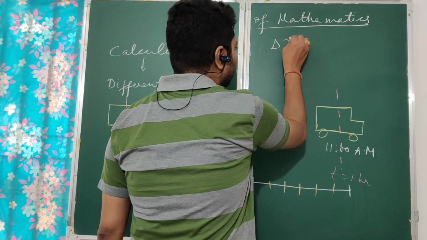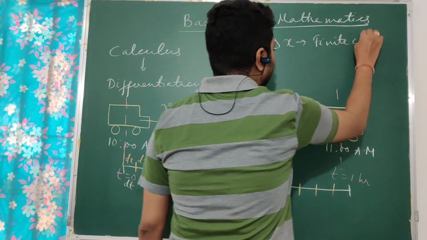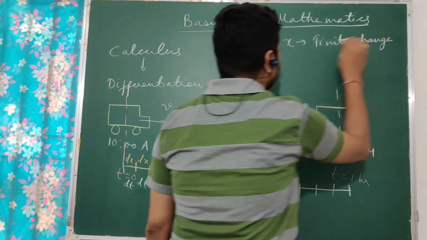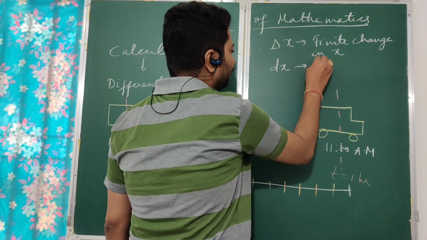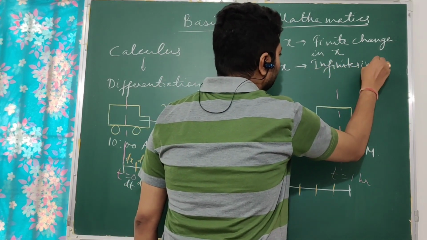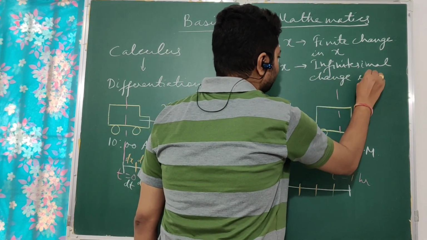Delta, if you are writing something like delta x, this is a finite change in x, as I was telling you earlier. If you are writing something like dx, it is an infinitesimal change in x. So it is a very, very small change.